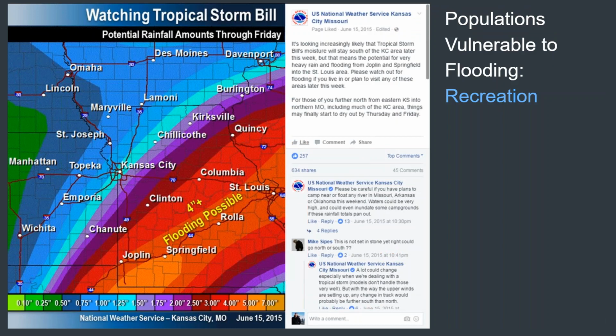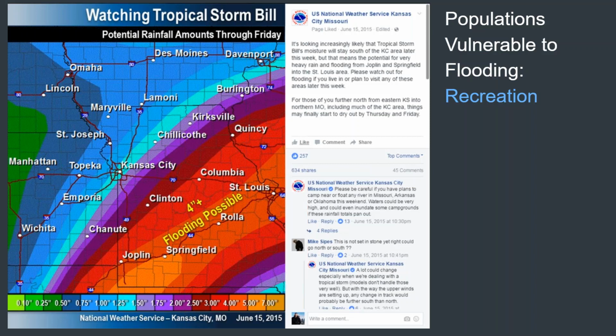Getting back to flooding, this was another case from a few years ago with Tropical Storm Bill that came up through the Ozarks into eastern Missouri. This was a weekend in June. And anyone familiar with Missouri knows that the areas where that heaviest rain is tracking is very popular for float trips and camping trips, which right there are vulnerable users. So putting out this graphic of QPF, it's very standard when we're expecting an event like this, and it's fine.